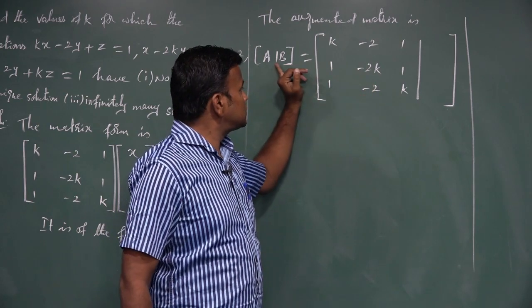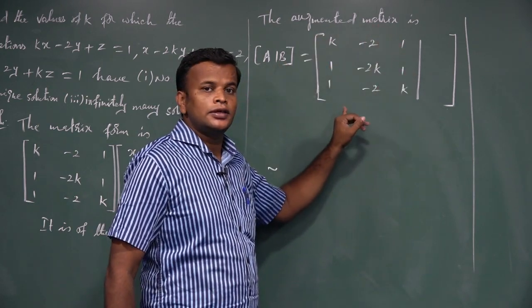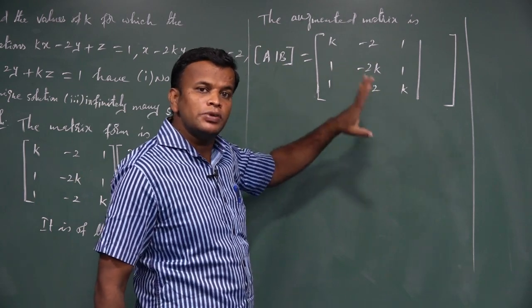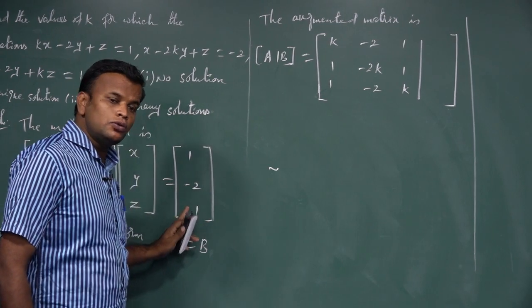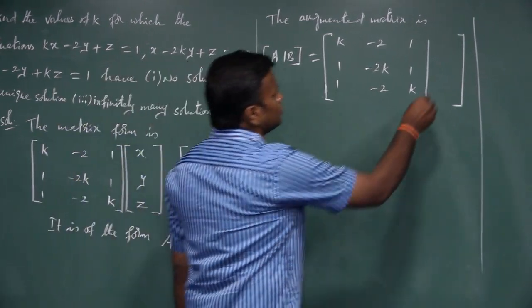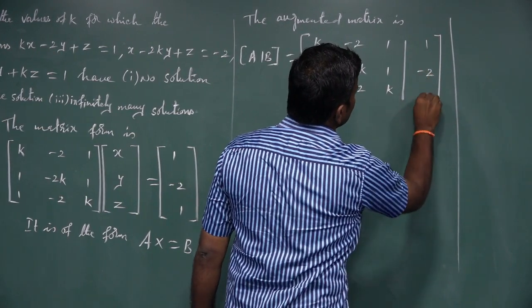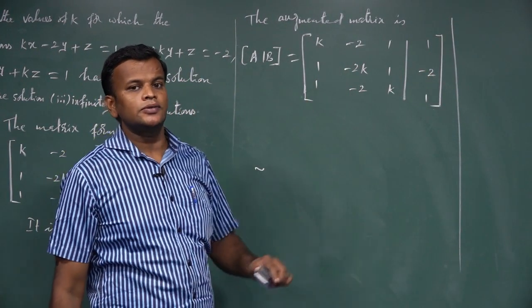Matrix A is extended by the another matrix B. The value of B is the RHS: 1, minus 2, 1. Now we enter 1, minus 2, 1. We have written the augmented matrix. What is the next step?